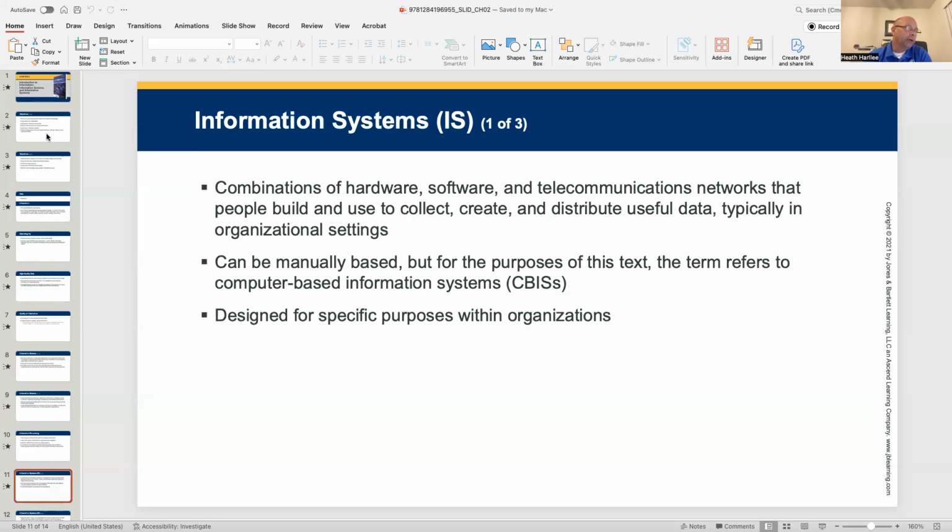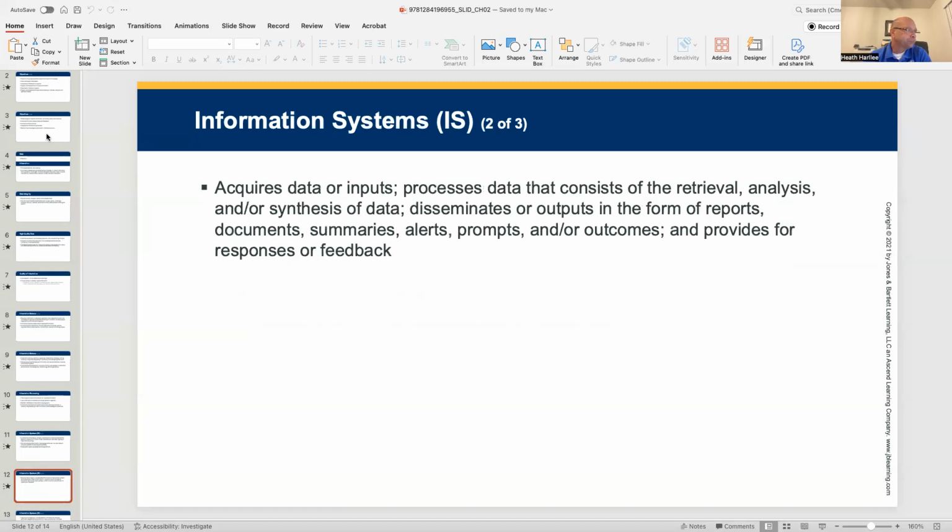Information systems, or IS, is the combination of hardware, software, and telecommunication networks that people build and use to collect, create, and distribute useful data. So when we're referring to information systems, we're just looking at everything that we use to create and pull data, in a nutshell. Information systems acquire data or inputs and process data, and this is what we use to run reports, create alerts, prompts, what have you.